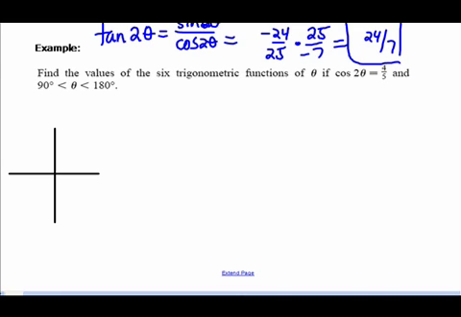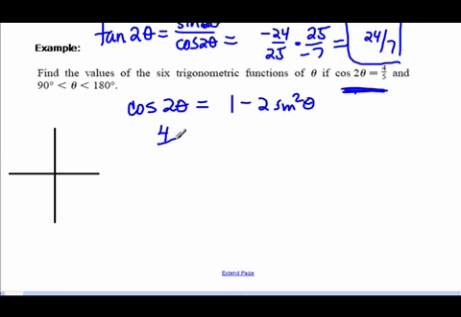But we're also going to start off with the fact that the cosine of the double angle is 4/5. So cosine 2 theta is the same thing as 1 minus 2 sine squared theta. So I simply took out the cosine of 2 theta and put 4/5 in its place. So 4/5 is the same thing as 1 minus 2 sine squared theta. I'm going to solve this for sine theta.